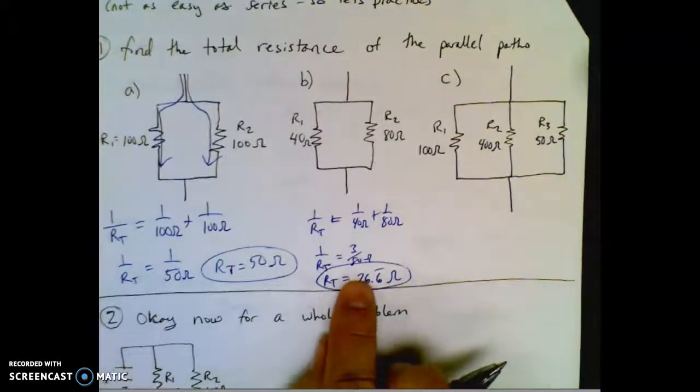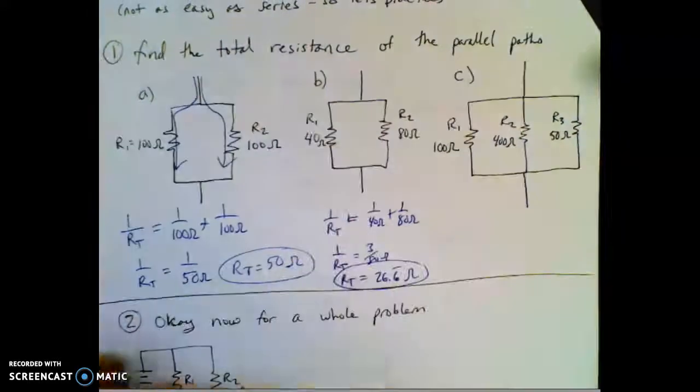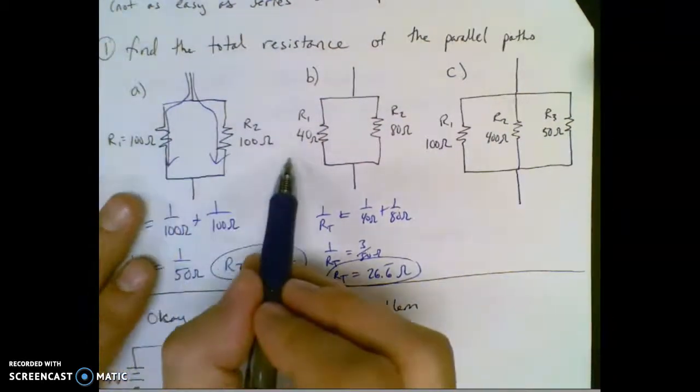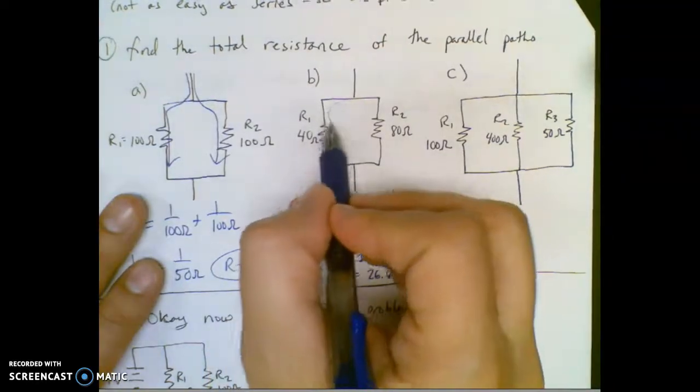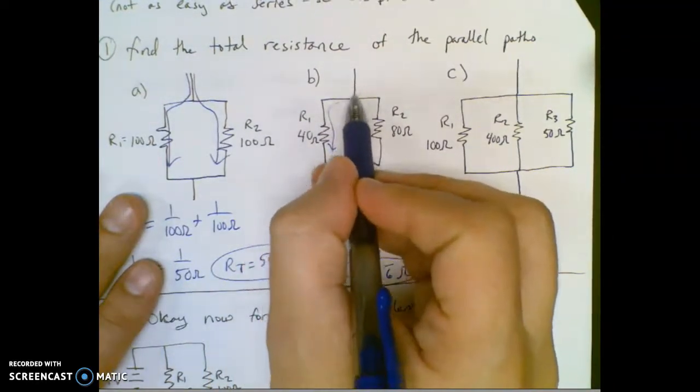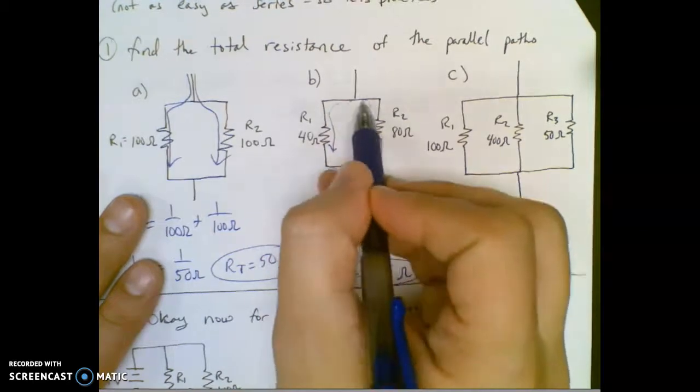Look at that number. That's smaller than either of those. And by the way, that's a great way to check if you're doing it right. The total resistance should always be smaller than any one branch because it doesn't have to use up all this 40 resistance. Some of it will go this way and some of it will go this way.